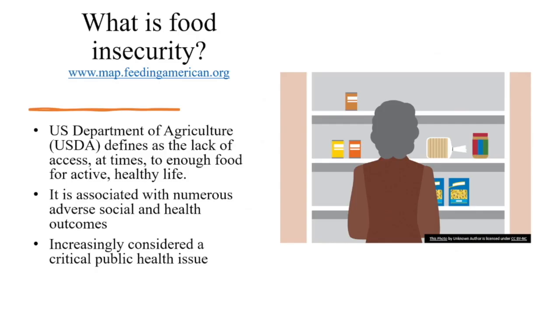The U.S. Department of Agriculture, USDA, defines it as a lack of access at times to enough food for active, healthy living. In addition, there are two other subcategories: low food insecurity, which is reduced quality, variety, or desirability of the food, and there may be little or no indication that there's reduced food intake. Then there's very low food insecurity, and that's where there are multiple indications of disrupted eating patterns and reduced food intake. It is associated with numerous adverse social and health outcomes, and increasingly is considered a critical public health issue.